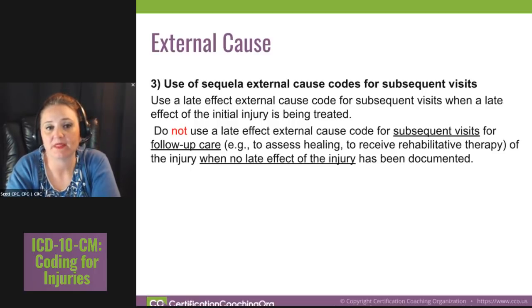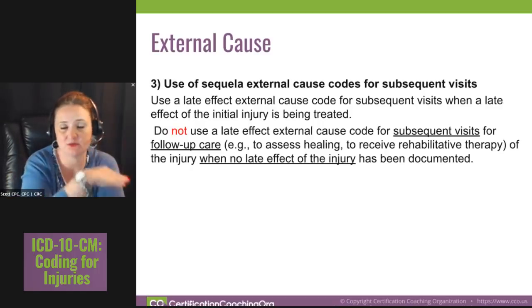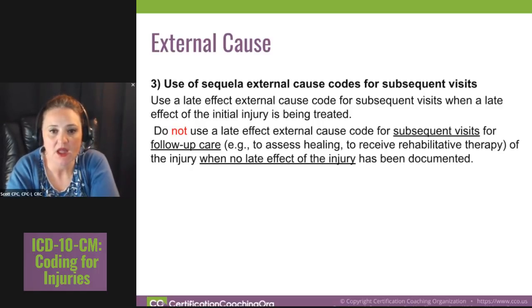Okay, now that's because external cause codes usually only get put on initial encounters to begin with. Okay, and that's way out on another guideline. So the example they're giving you is maybe rehab therapy. That would be a good example. So when there's no late effect of the injury that we can state that there's a sequela to, right? So there's no late effect. You're not going to use an external cause sequela.